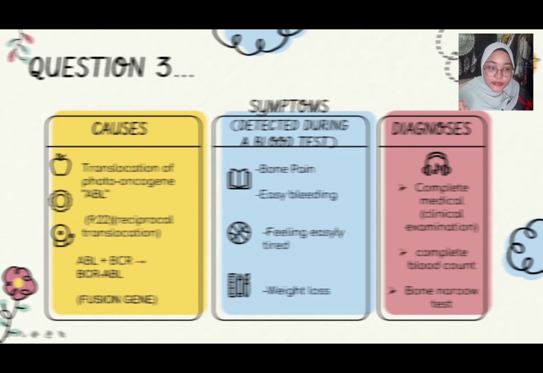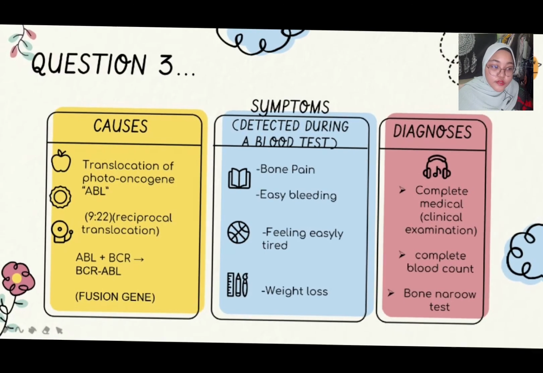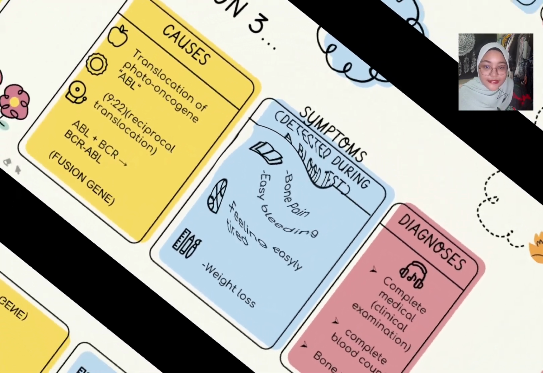There are risk factors that increase the risk of CML, such as old age, being male, and radiation exposure such as radiation therapy for certain types of cancer. The symptoms that we detect, such as during the blood test, are bone pain, easy bleeding, feeling easily tired, and weight loss. We diagnose by a complete medical and clinical examination, a complete blood count, and also using a bone marrow test.